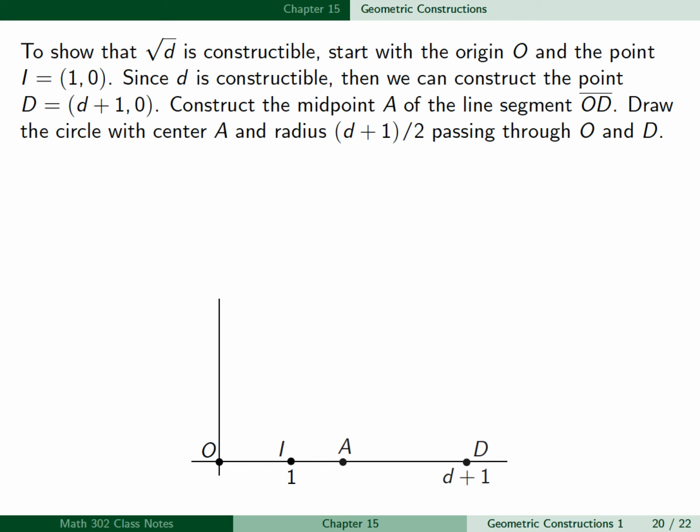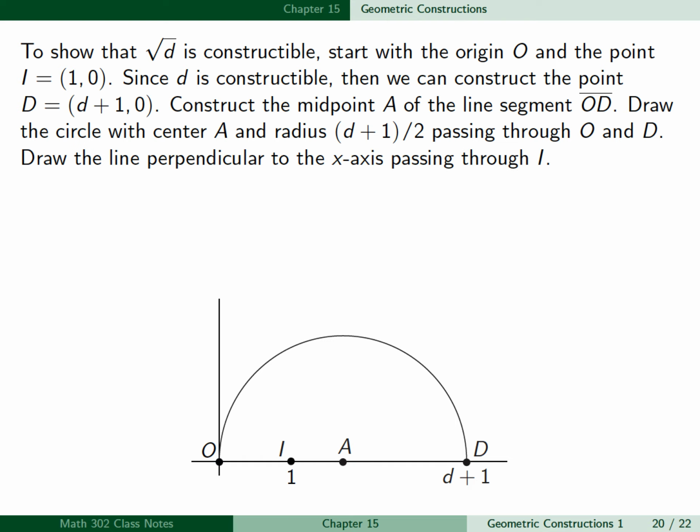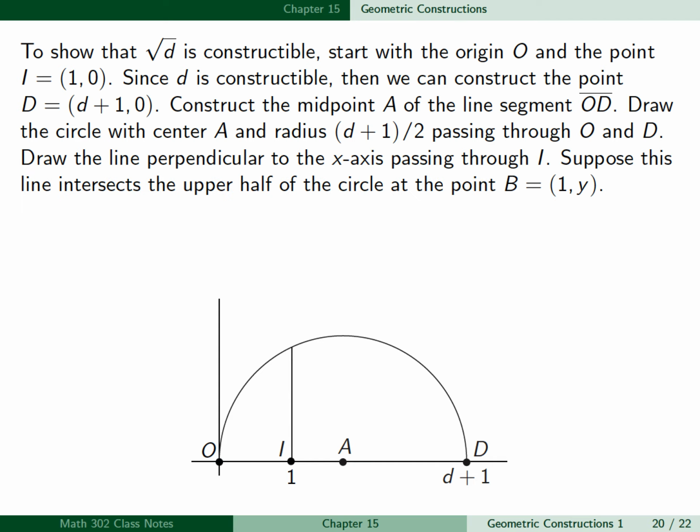Draw the circle with center A and radius d plus 1 over 2, passing through O and D. We'll only need the top half of the circle, so we'll draw it in as a semicircle. And then draw the line perpendicular to the x-axis passing through I. And suppose this line intersects the upper half of the circle at the point B with coordinates 1, y. We want to show that y is equal to square root of d.